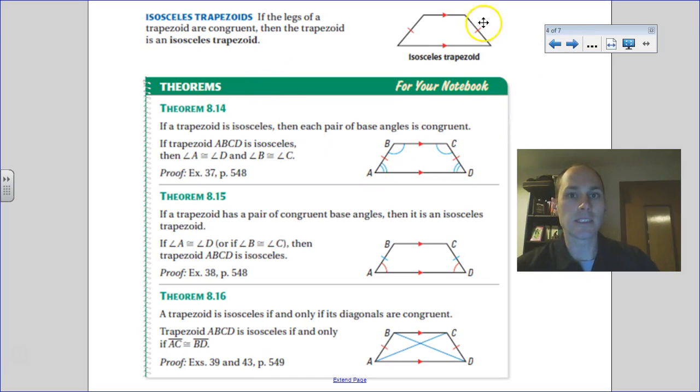As I mentioned, in isosceles trapezoids, the two legs are congruent, and the base sides are parallel. The other thing we take a look at in those isosceles trapezoids is that the base angles are congruent.